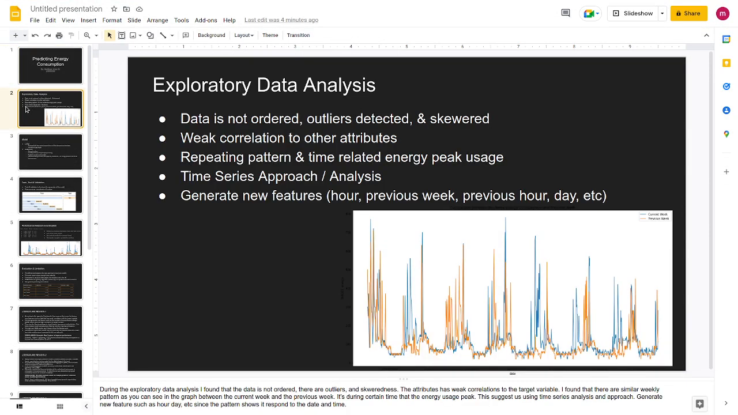Machine learning solution to predict energy consumption. During the exploratory data analysis, I found that the data is not ordered. There are outliers and skewedness. The attributes have weak correlation to the target variable.